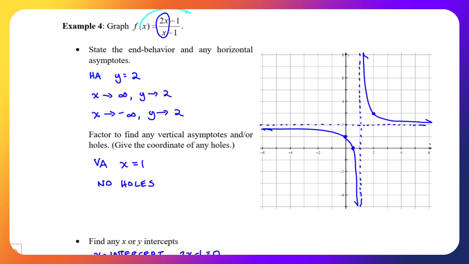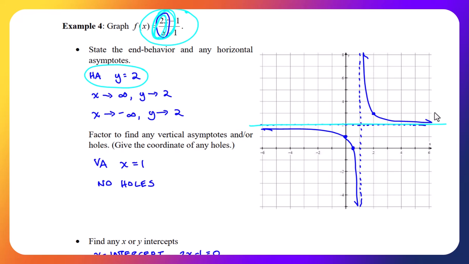Okay, to graph this rational function, we can first look at the first terms of each, and we can see that they're the same degree. So we take the ratio of the coefficients, 2 over 1, and we get y equals 2, and that's the horizontal asymptote.